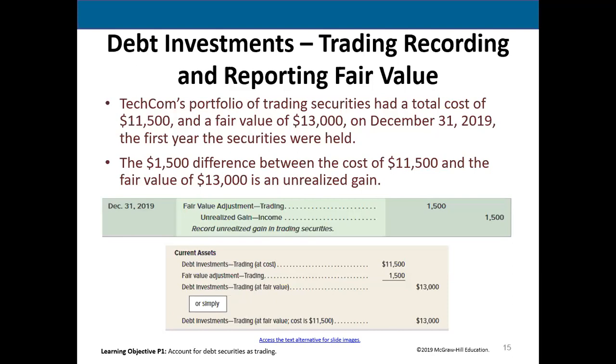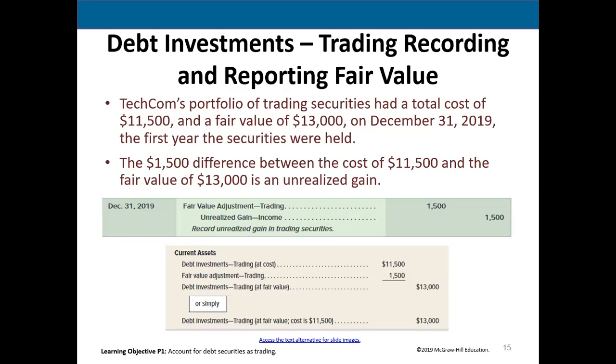$13,000. Well, if you're sitting there going, well, it only has a balance of $11,500. Yep. So what we have to do is determine how much needs to be added to report it at its fair value of $13,000, and that would be $1,500. So what we're saying here is that the bond increased in value from $11,500 when we purchased it to $13,000 by the end of the year.